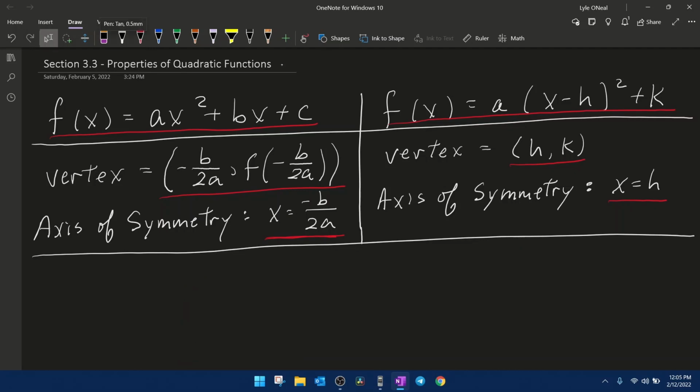form. So just to summarize, the three key properties that you need to be aware of regarding a quadratic function is that every quadratic will make a parabola, every quadratic will have a vertex and an axis of symmetry. And you need to be able to find the vertex and axis of symmetry.